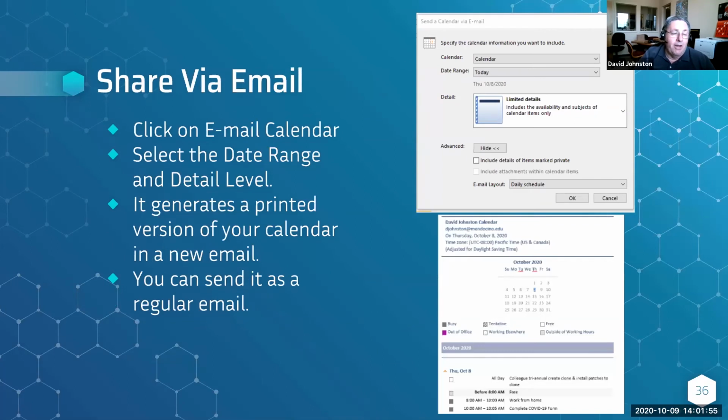You can also share a calendar via email, which is kind of cool. So there's the option email calendar up at the top. You select the date range as well as the detail level, and then it generates the printed calendar like at the bottom there, which is kind of cool. And that just gets put into an email, and you can send that to somebody. So if somebody was asking about meeting on a certain day or a certain week, you could create a printed version of your calendar and email it to them, and then they could see when you would be available within that time period.